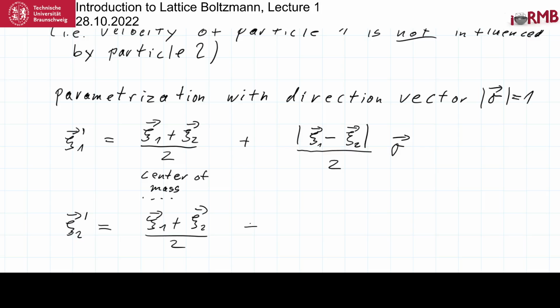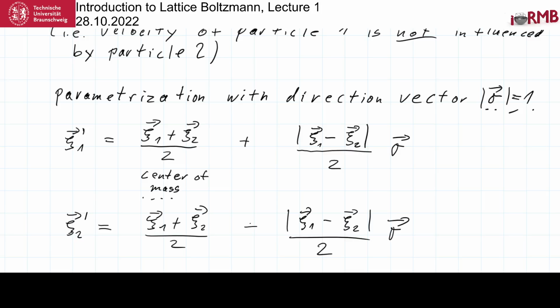Now minus, because it's going exactly the other way, xi1. So this is the incoming, the difference between the incoming velocities, times sigma. What is sigma? Sigma is the direction. It's a vector that just gives the direction. It's a parameter, so it could be anything.